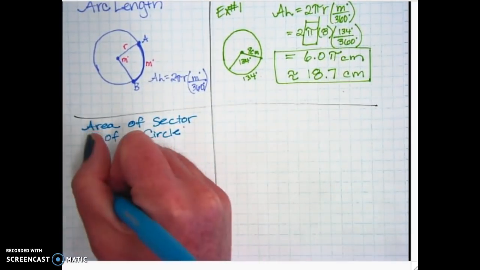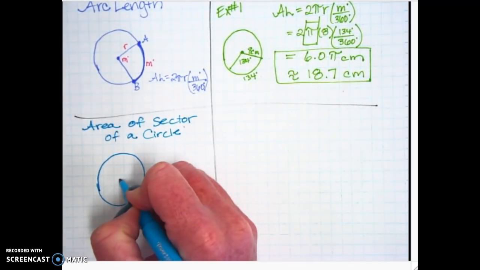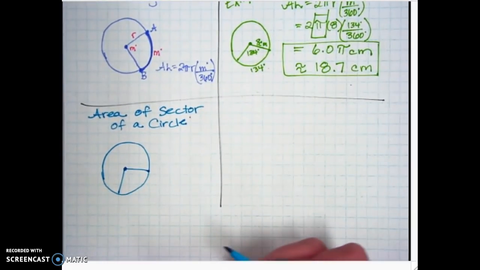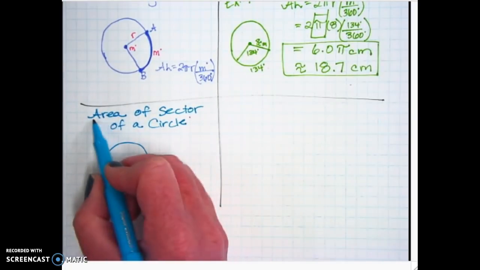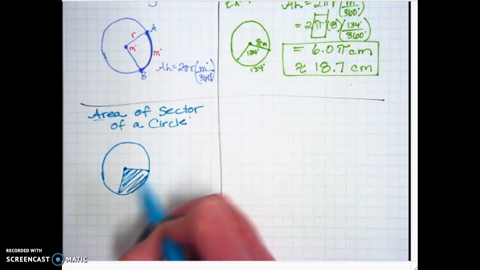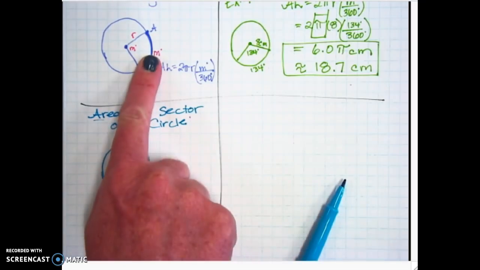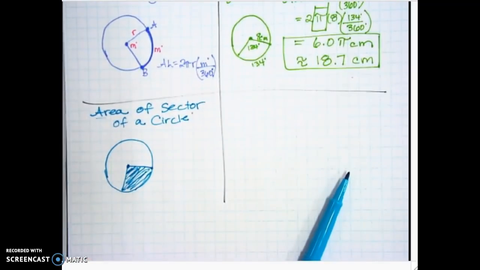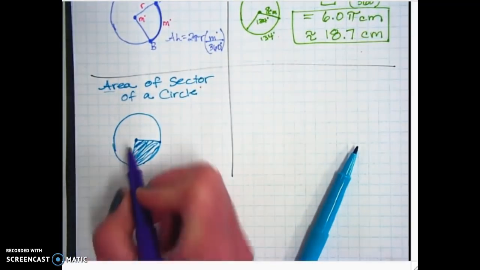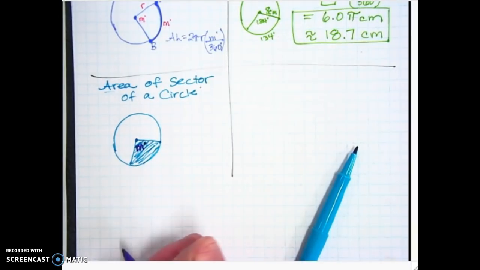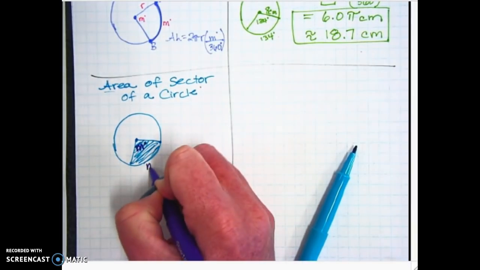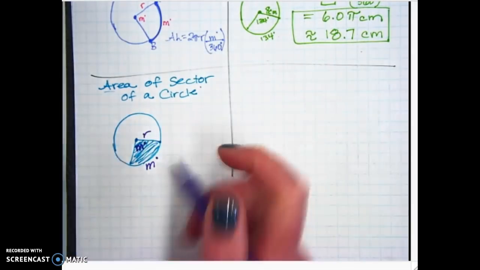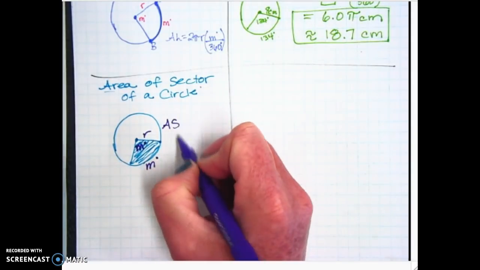So we're going to start by drawing another circle. We're going to take a section of it, a sector of it. This time it's area, so it's this part filled in here, versus the arc length, which was just that arc piece on the outside. The angle measure, sometimes you'll see it here, that's an M, measure of that angle, or here, and a radius. For area of a sector, I just use AS.